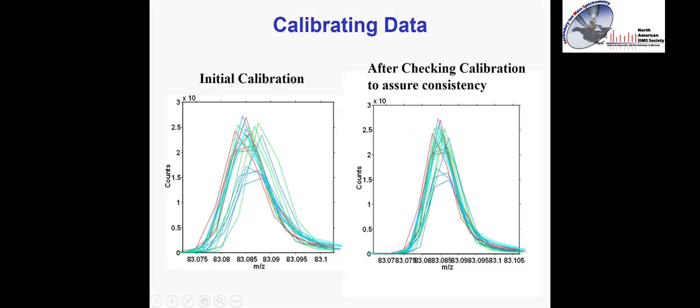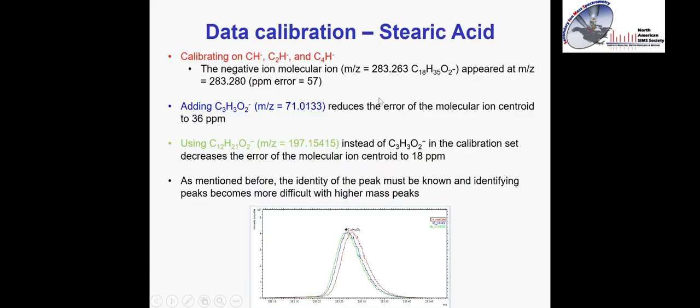This is just a quick example showing a bunch of spectra that are overlaid. And you can see that it looks like there's actually two groupings of peaks here. And if this data was calibrated correctly, you would actually think there were two peaks located here. But after checking the calibration to make sure everything was consistent across the data set, you can see they mostly overlap in one central location. And so it's always important to go back and check the calibration before you start your analysis.